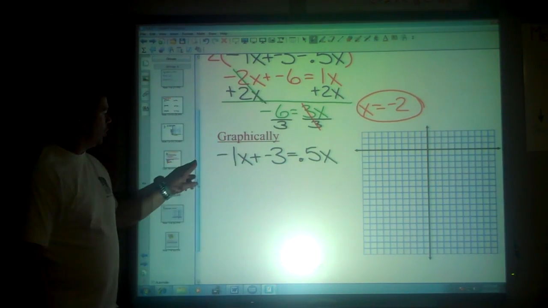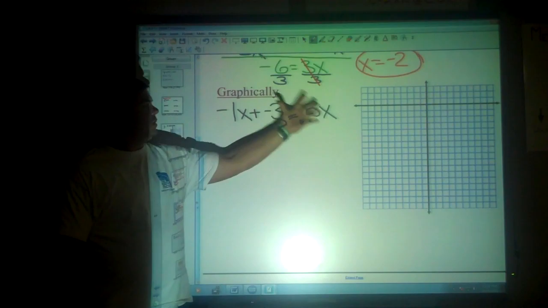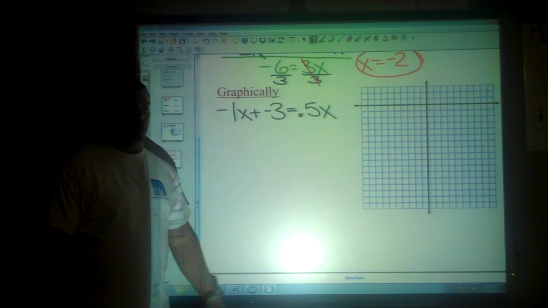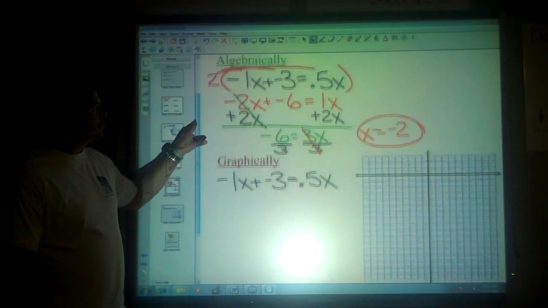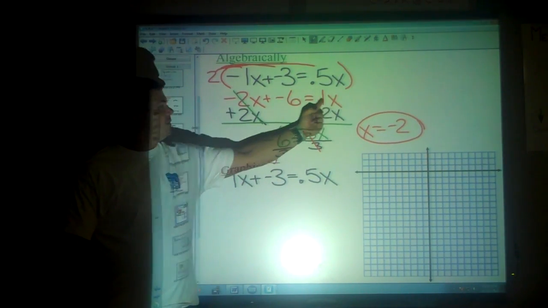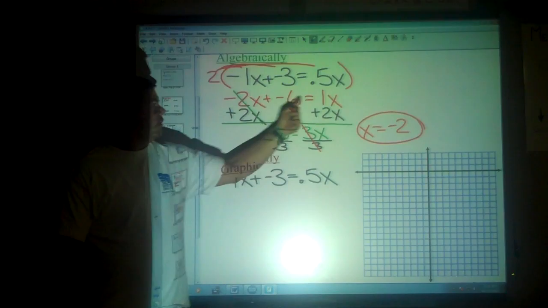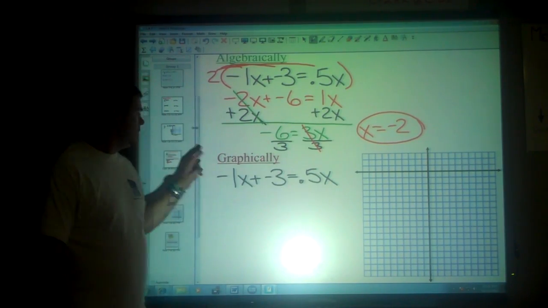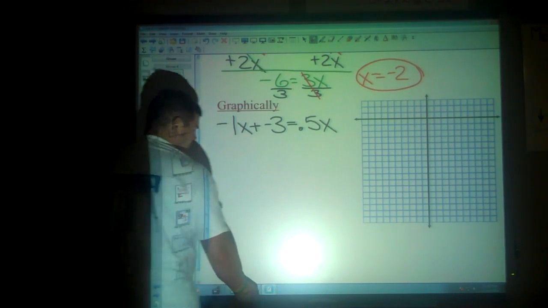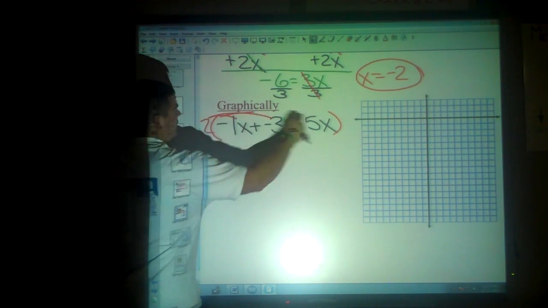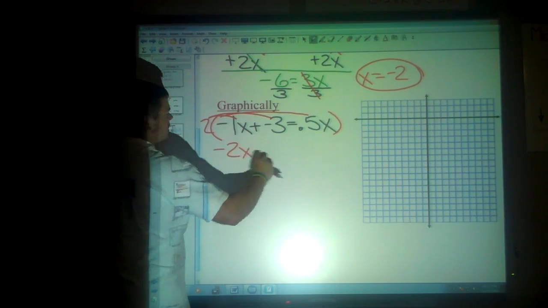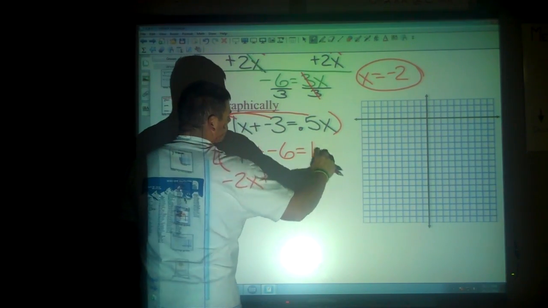Now again, according to step number 1, we want to try to get everything onto one side so that it equals 0. And you can certainly do that at this point, or if you are more comfortable dealing with whole numbers or integers instead of this decimal, you can still multiply everything by 2. So we can multiply everything by 2 as we did before, here, here, and here. We now have negative 2x plus negative 6 equals 1x.